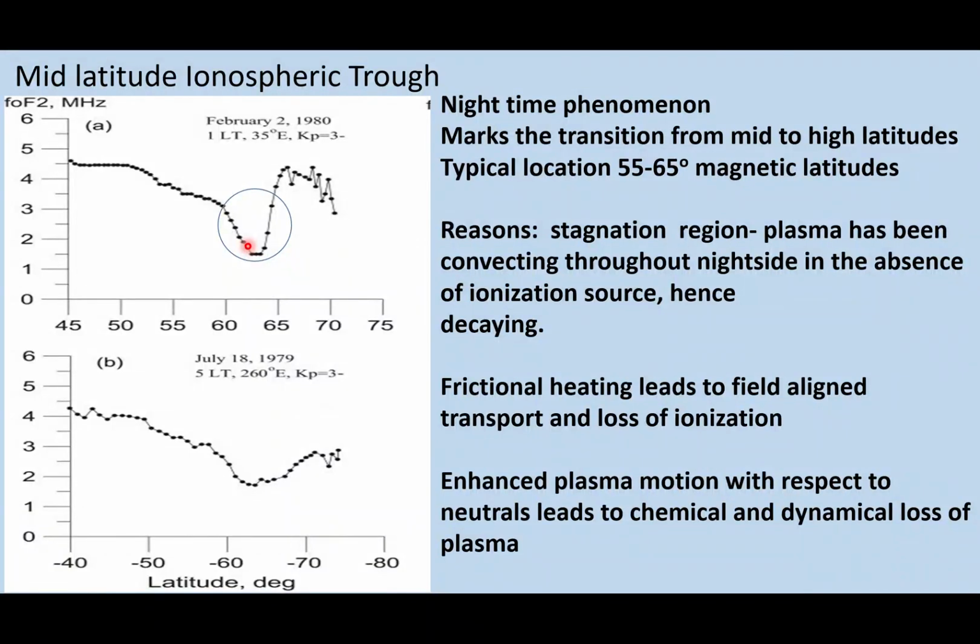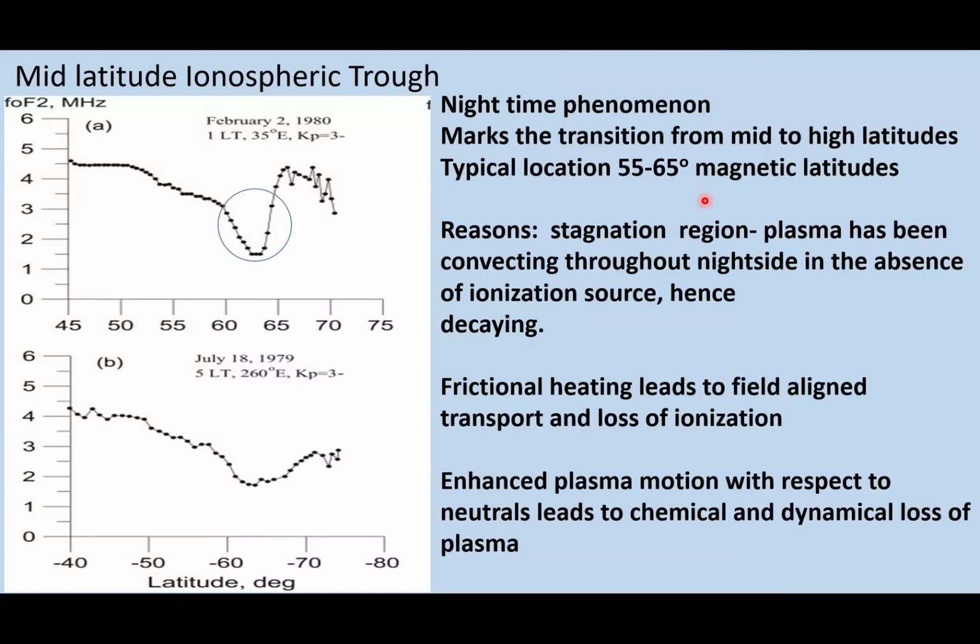At night time, the electron density of course normally should decrease, but it decreases much faster in this latitude belt, and then after some latitude, it recovers. This is a spatial variation. There is a region here where the electron density is drastically less, and that is why it is called a trough. A crest is an increase; a trough is a valley-like thing that is created. So this is a nighttime phenomenon which marks the transition from mid to high latitudes. Typically, its location is 55 to 65 degrees magnetic latitude.